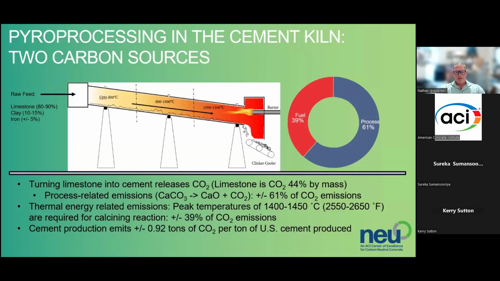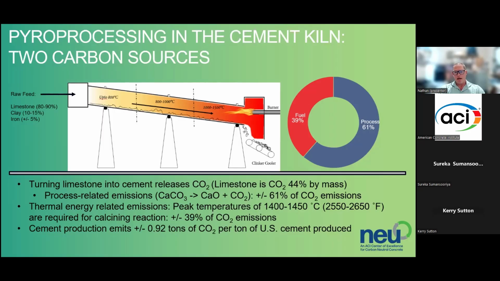Now, inside the kiln, there's a few things going on that we need to understand. Primarily, in the second line there, we have what we call process-related emissions. That's where we're taking calcium carbonate, also known as limestone, also known as CaCO3, also known as Tums if you get heartburn like I do, and we are thermally decomposing it into calcium oxide, CaO, the primary building block for cement, and carbon dioxide, or CO2, with its global warming potential that we're concerned about.